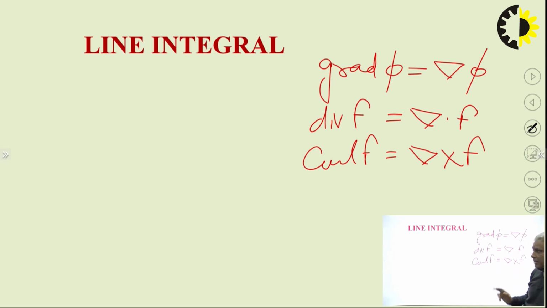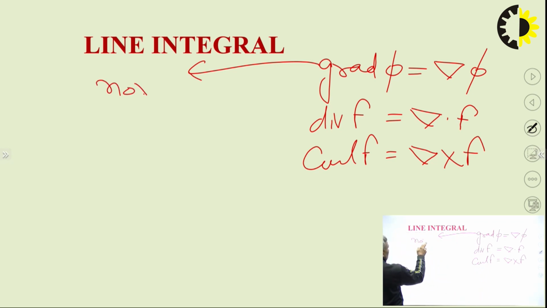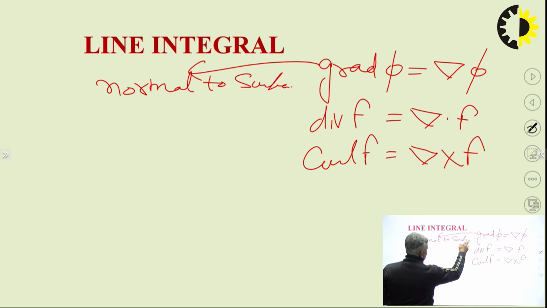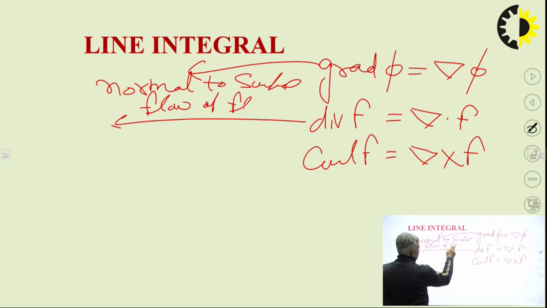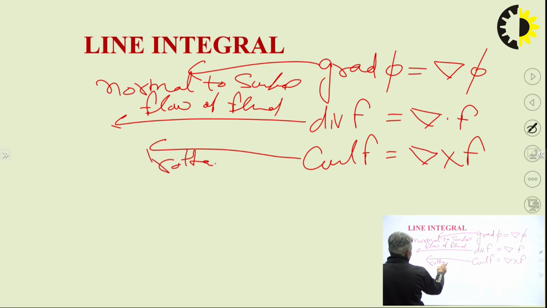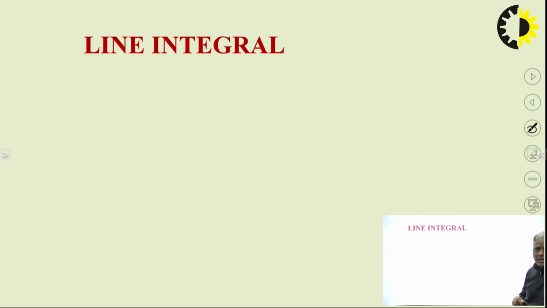First is gradient. Gradient means normal to the surface. Divergence means flow of fluid. And curl tells us whether the fluid is rotational or irrotational. So there are three things: first, normal to the surface; second, flow of the fluid; and another, irrotational and rotational fluid.